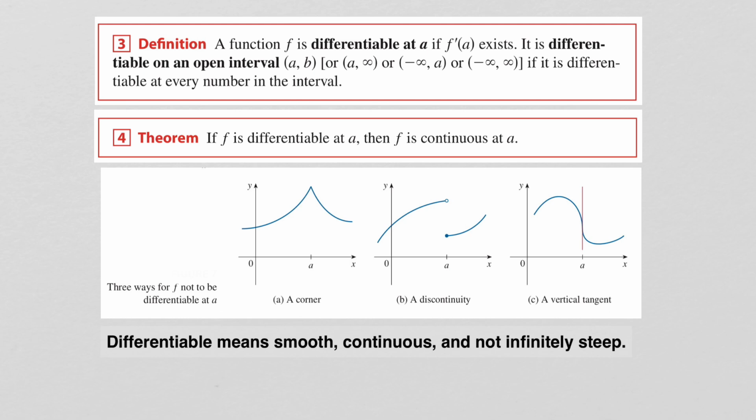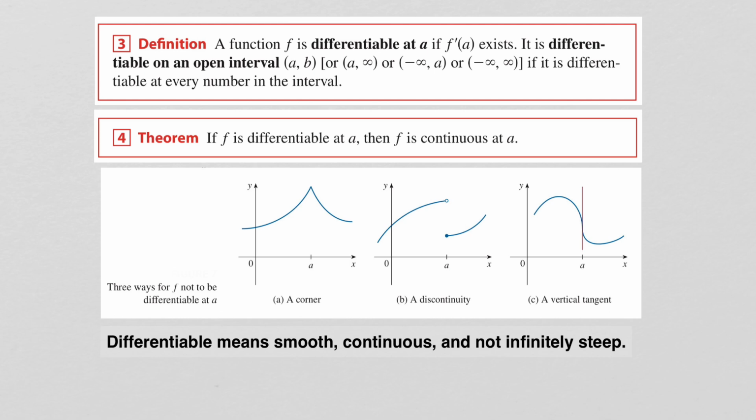And the other way that a function fails to be differentiable is when you have a vertical tangent line. So that's when your tangent line goes straight up and down. So your graph becomes infinitely steep right there. Okay, so the derivative here would not exist because essentially the derivative there would be infinity.